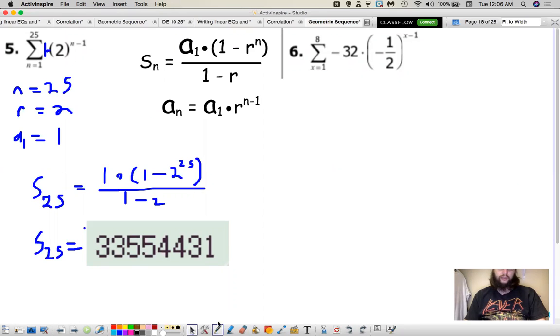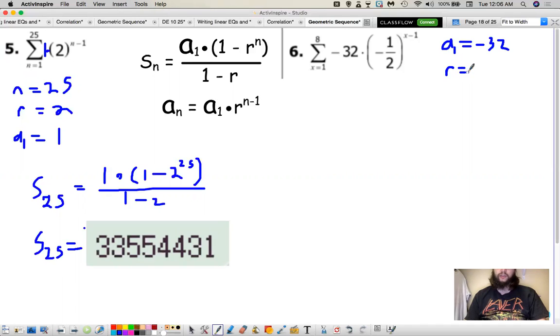And we're back. So let's look at the next one. Same formulas. Again, it's looking kind of like this sort of thing going on, so that's what we're going to use. A1 is negative 32, which again, you can get just by plugging in 1. We're starting into here, 0. Everything to the 0 power is 1. 1 times negative 32 is negative 32.